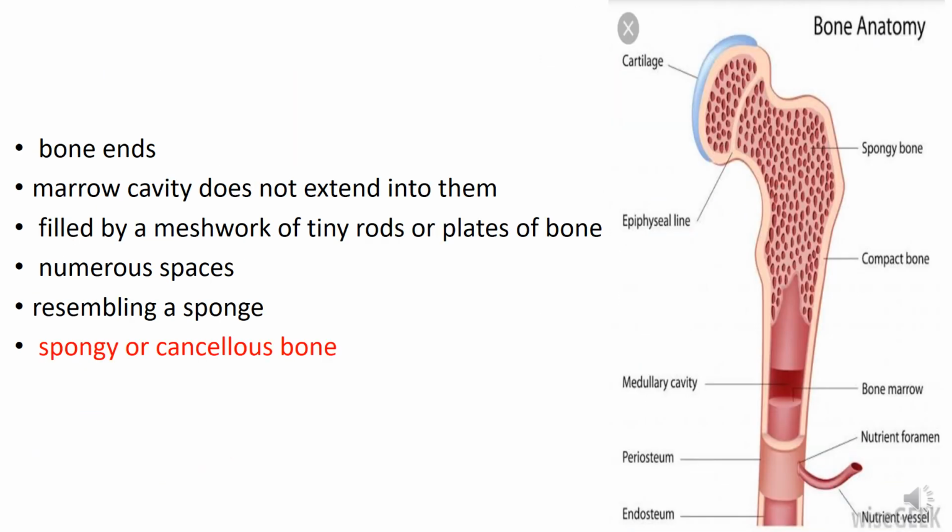Coming to the ends of long bone, you can see that the marrow cavity is not extending into it. Whereas the ends of the bone are filled with a meshwork of tiny rods or plates of bone called trabeculae, and in between there are numerous spaces resembling a sponge. That is why this is known as spongy or cancellous bone. So to be clear, in the shaft lining the marrow cavity you have compact bone. On the ends of the bone you have spongy bone.